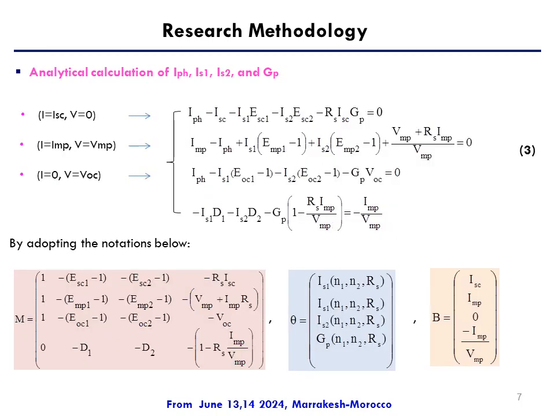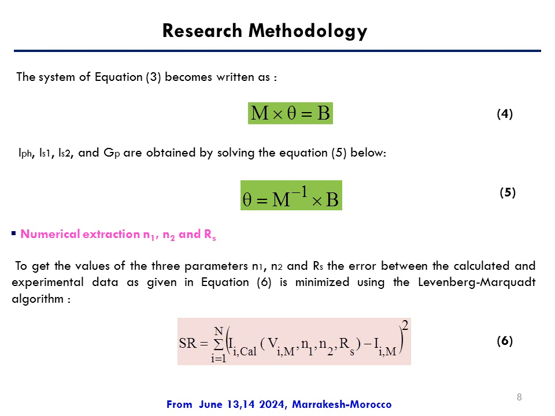After getting the system of the 4 equations given in equation 3 and by adopting the matrix denotations below, equation 3 can be written as a matrix multiplication. The matrix multiplication is given here in equation 4, and to solve this system and extract the theta vector regrouping the unknown parameters, we use the resolution of equation 5, allowing the extraction of analytical expressions of IPH, IS1, IS2, and JP as functions of RS, N1, and N2. Then, to get the values of the three parameters N1, N2, and RS, we minimize the squared error given in equation 6, which is calculated between the measured and calculated currents using the Levenberg-Marquardt algorithm.